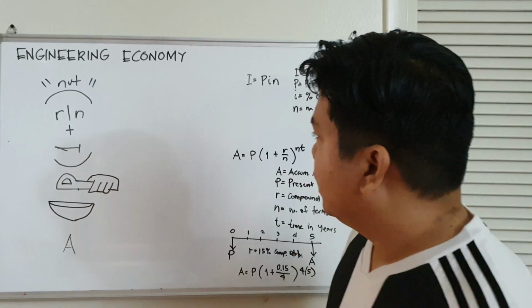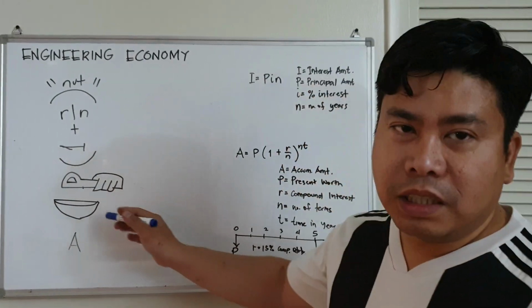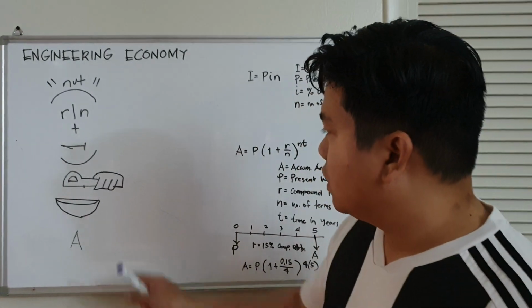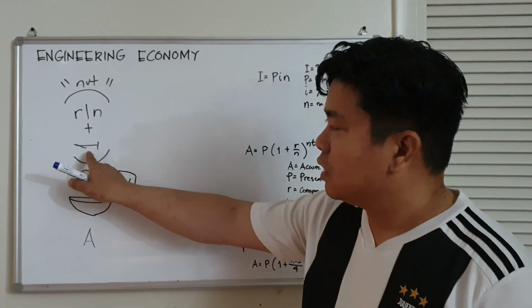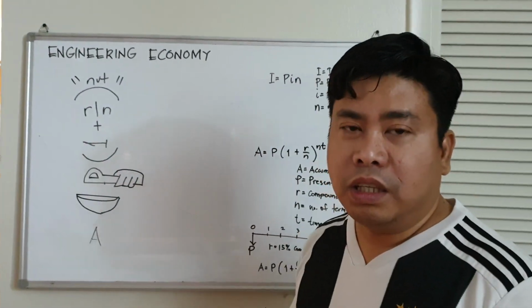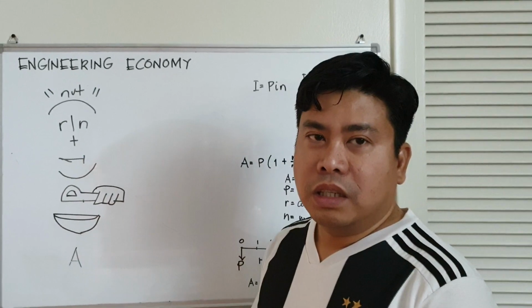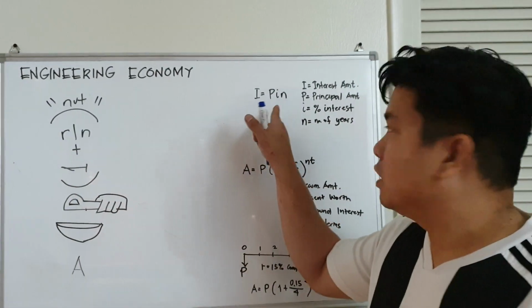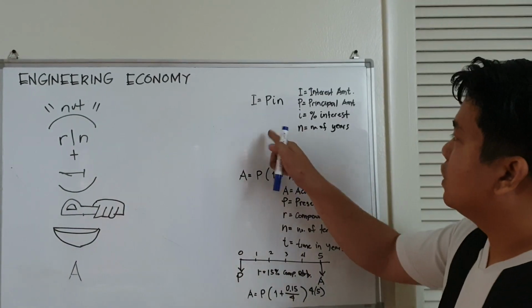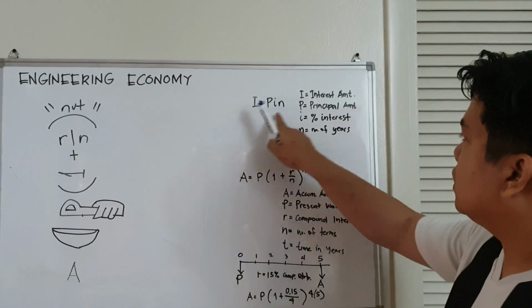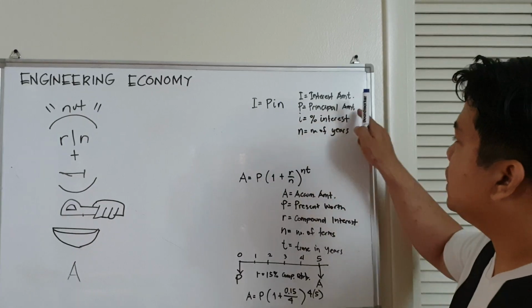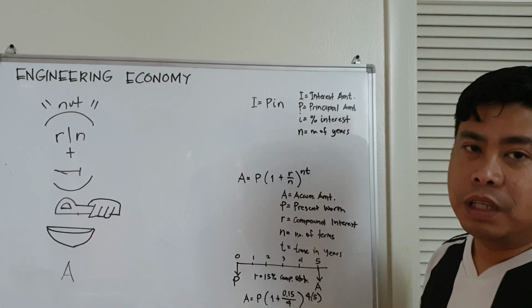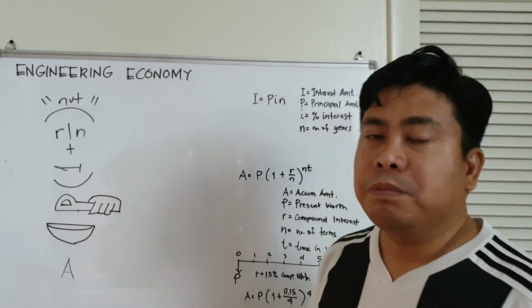Okay, Siri. Now, these are the formulas that you can derive from this image. First is the simple interest formula. As you are aware, this guy is eating, so he's using his teeth, and in Filipino, teeth means ipin. So this is the simple interest formula. I is the interest amount, P is the principal amount, I is the percent interest, and N is the number of years. It's a direct formula for simple interest.